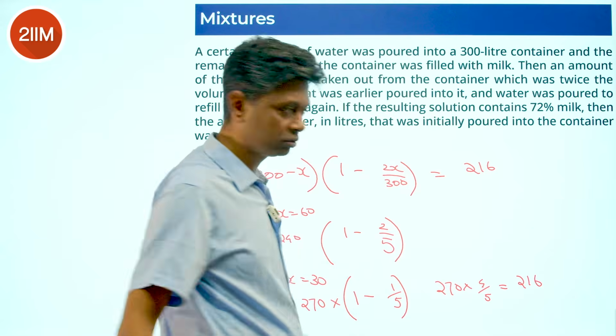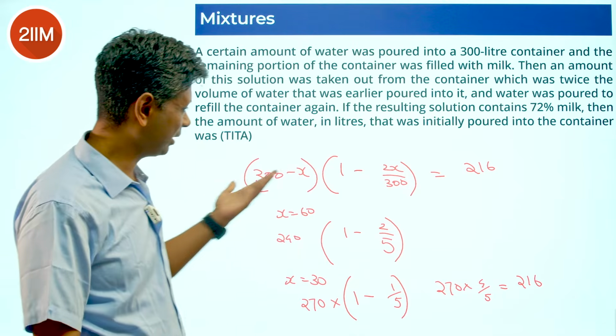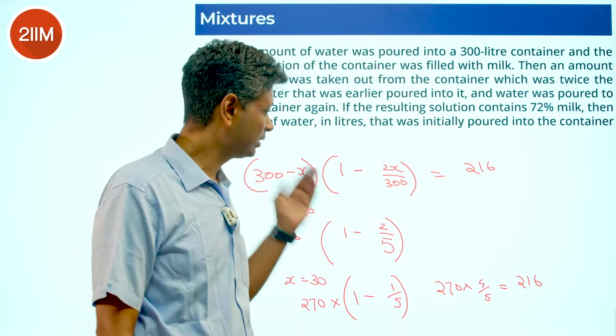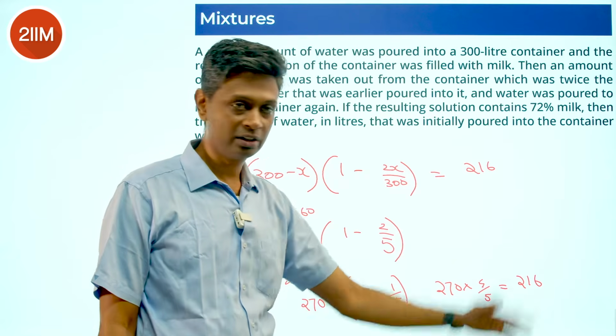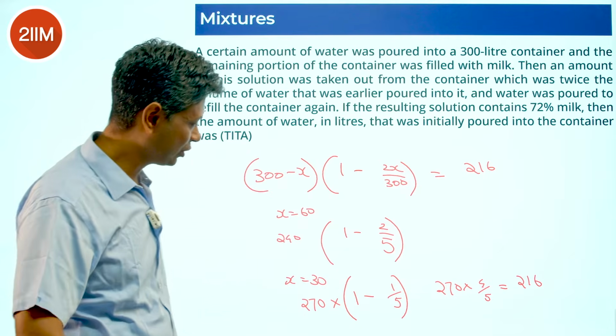260. We can do this algebraically. Cross multiply, simplify, take this expression 300 minus 2x by 300, take the 300 that side, solve for x. Finally, we should get 30.